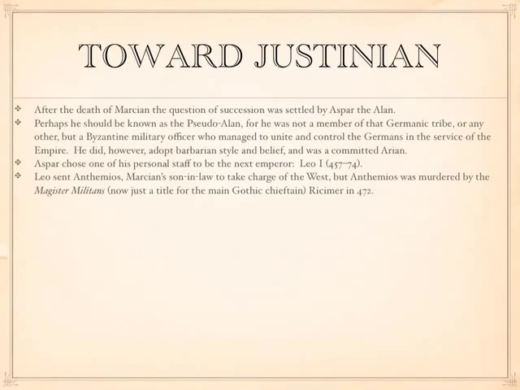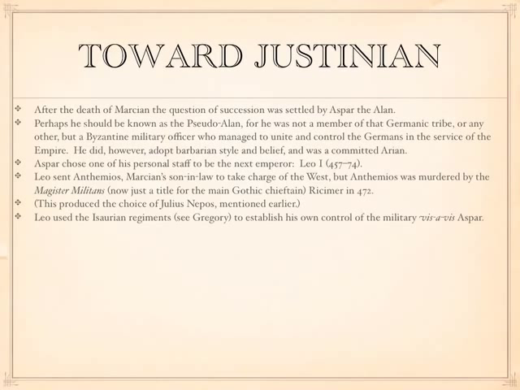Leo sent Anthemios, the husband of Marcian's daughter, Marcian's son-in-law then, to take charge of the West. Anthemios was supposed to be the co-emperor. But Anthemios was murdered by the Magister Militum, now just a title for the main Gothic chieftain, in the year 472. He never really had a chance of taking control in the West. He stuck it out, he made a good face of it, until Ricimer decided, hey, we don't need you, you're just a puppet of the Eastern power, and he offed him. What this produced is the choice of Julius Nepos, which I mentioned earlier, in 473.